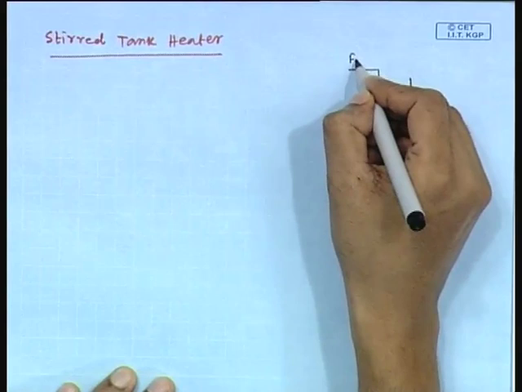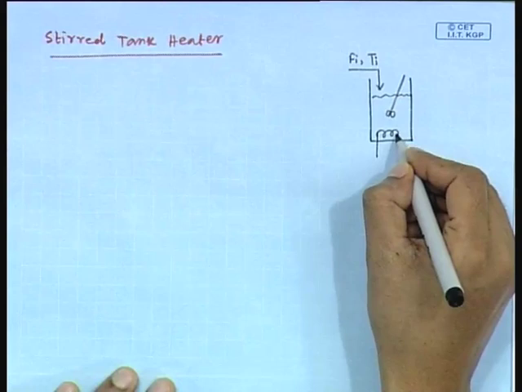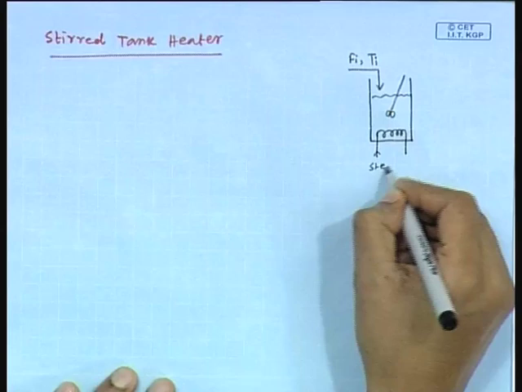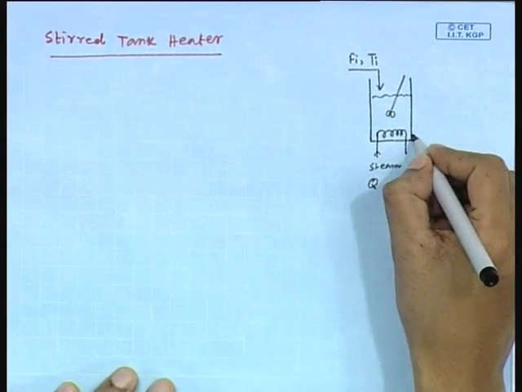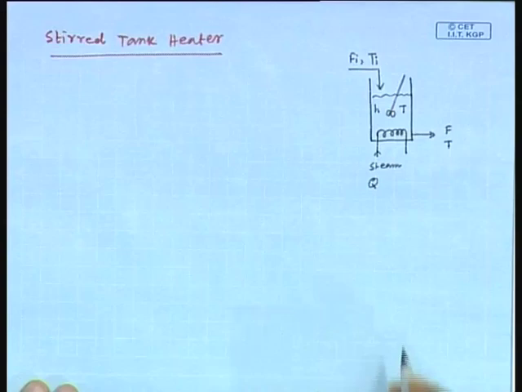So this is Fi and the temperature is Ti. Now steam is introduced here through the coil for heating purposes. This is steam. Suppose the flow rate is Q. The outlet flow rate is F and the temperature is T. Now the liquid in the tank has a height of H, and the temperature here is also T. The cross-sectional area of this tank is A.